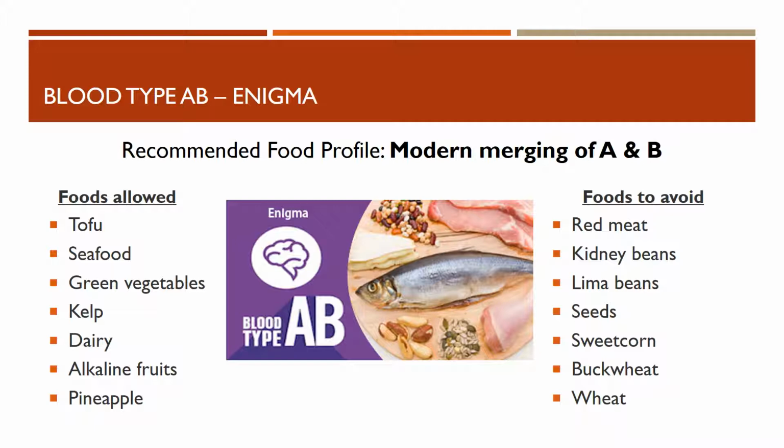So the foods allowed on blood type AB include tofu, seafood, green vegetables, kelp, dairy, alkaline fruits, and pineapple, while foods to avoid are red meat, kidney beans, lima beans, seeds, sweet corn, buckwheat, and wheat.